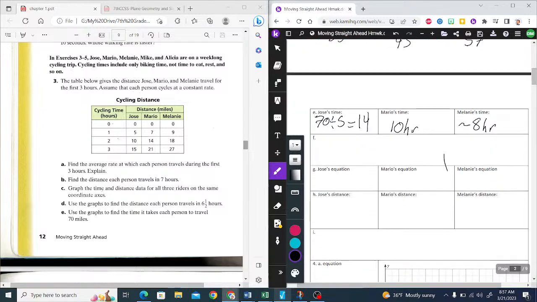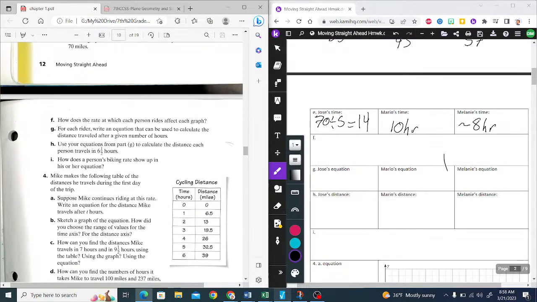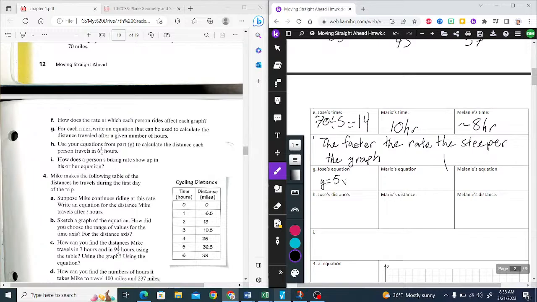So letter F asks us, how does the rate of each person's rides affect each graph? Well, the faster the rate, the steeper the graph. Then we want equations, so y equals 5x, y equals 7x, and y equals 9x.